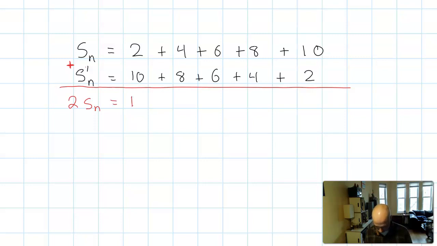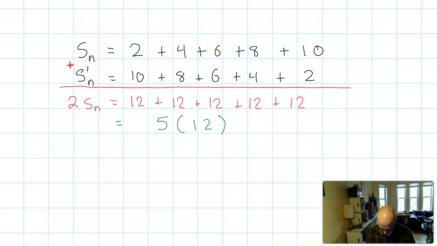And this is 2 plus 10 is 12. 4 plus 8 is 12. 6 plus 6 is 12. 8 plus 4 is 12. And 10 plus 2 is 12. Whoa. Oh, interesting. So here, how many 12s do I have? Well, I have 5 of them. And because they're all the same number now, I can just write this as 5 times 12.